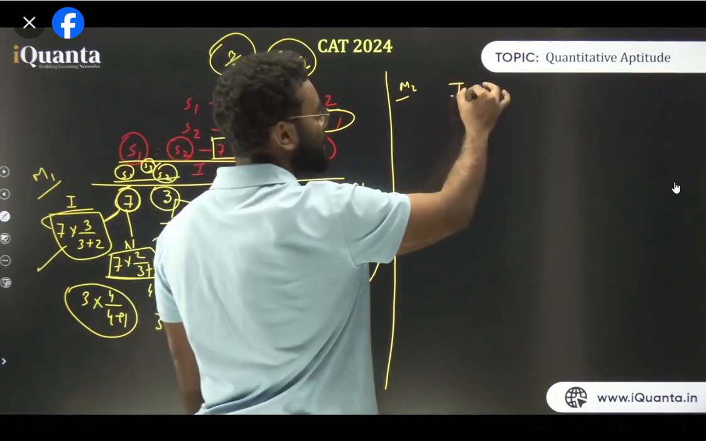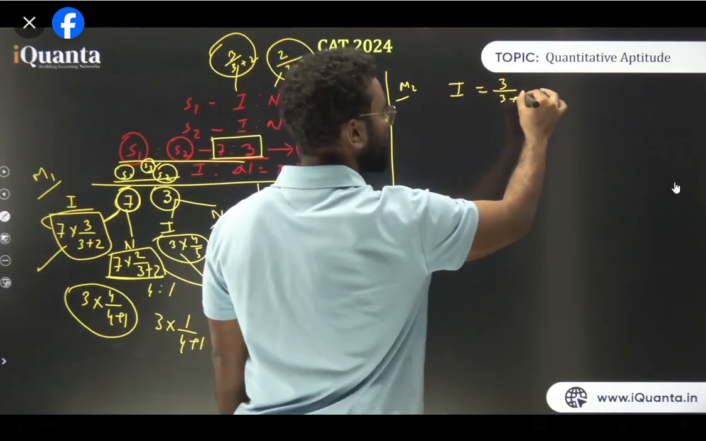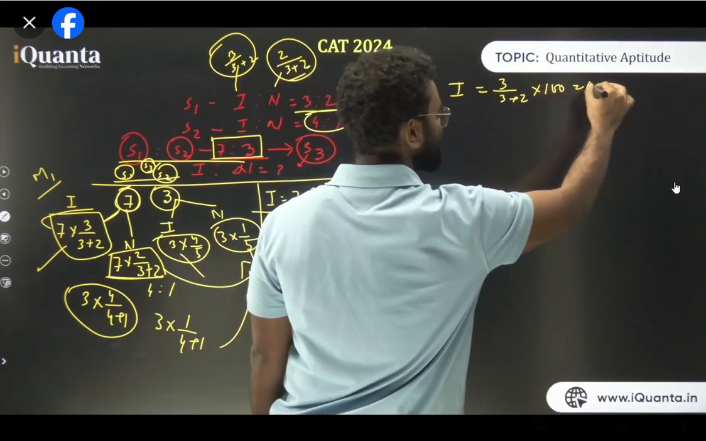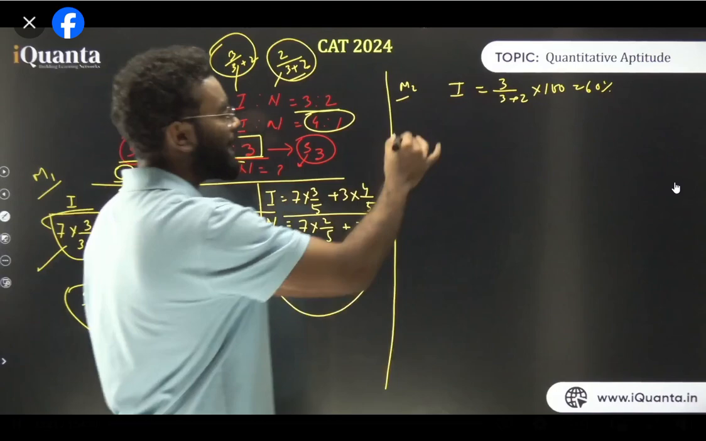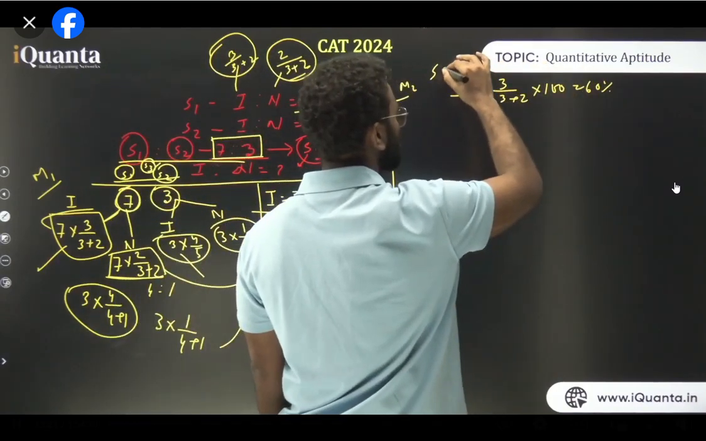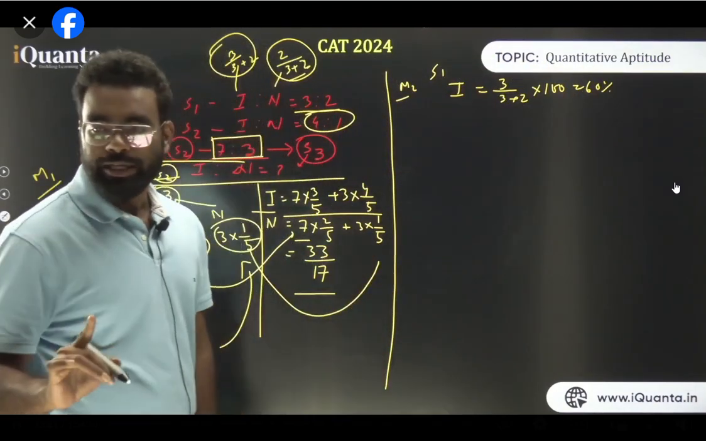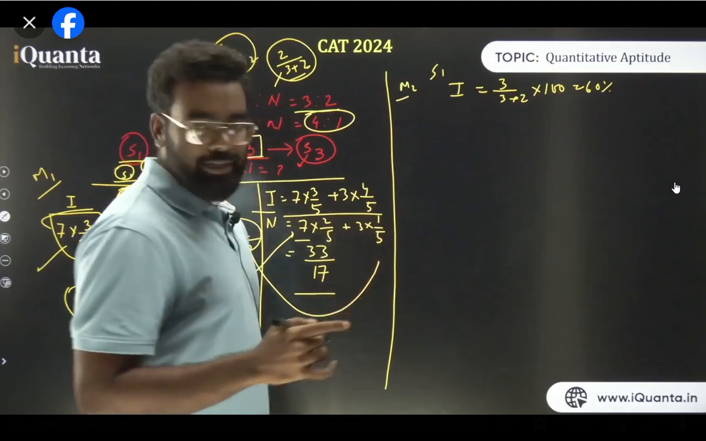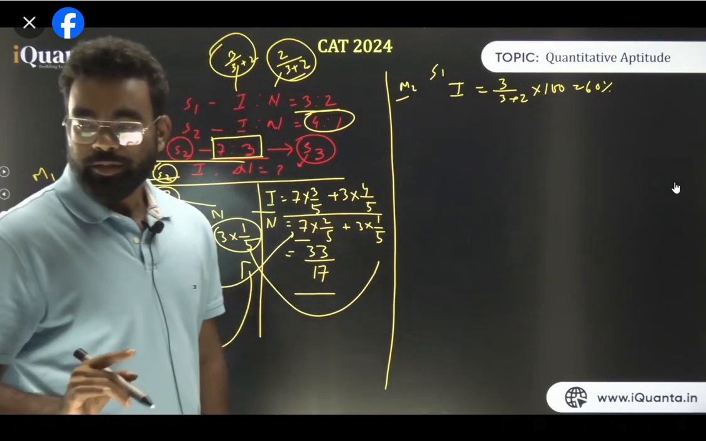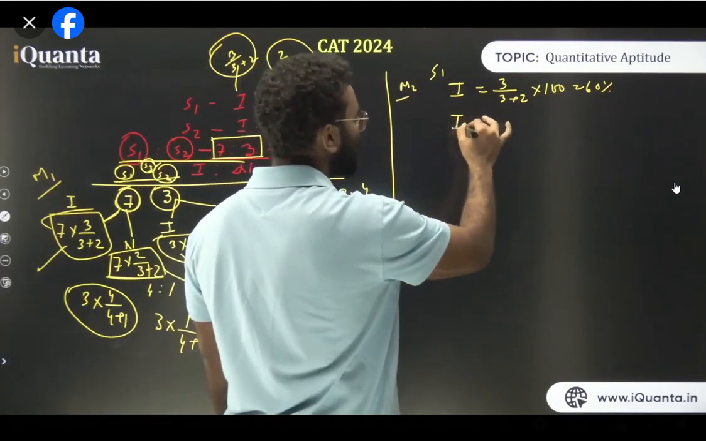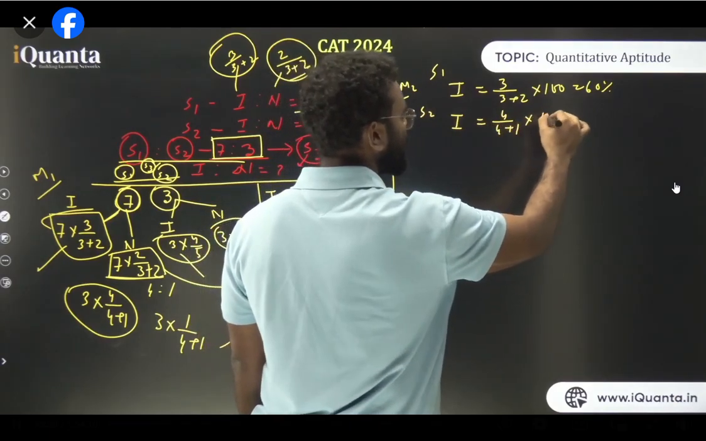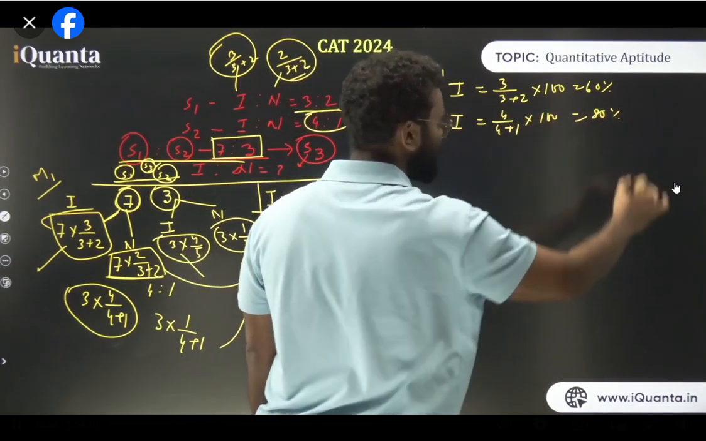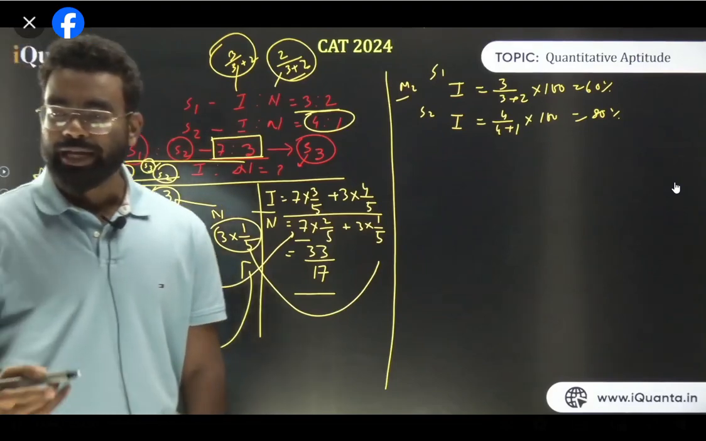The percentage of iron is basically 3 upon 3 plus 2 into 100, which is 60%, right? So in S1, the percentage of iron is 60%. Fair enough? That is the percentage of iron in S1. I'm just taking iron only. Clear? Similarly, in case 2, the iron of S2: S2 is 4 upon 4 plus 1 into 100, which is 80%. Am I clear? So in S1 the iron is 60%, in S2 the iron is 80%.